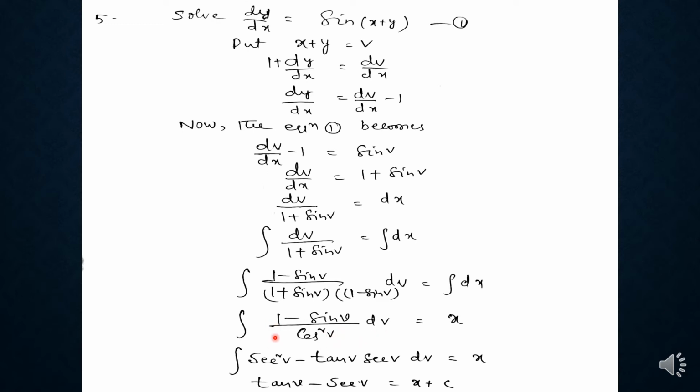This can be written as 1 by cos square v means secant square v, minus sin v by cos square v means tan v into secant v dv, that is equal to x. So integral secant square v dv is tan v, minus integral tan v secant v dv is secant v, is equal to x plus c.